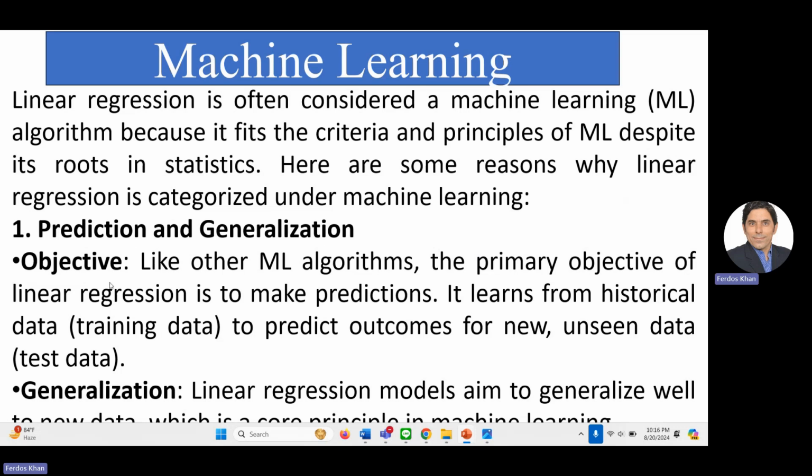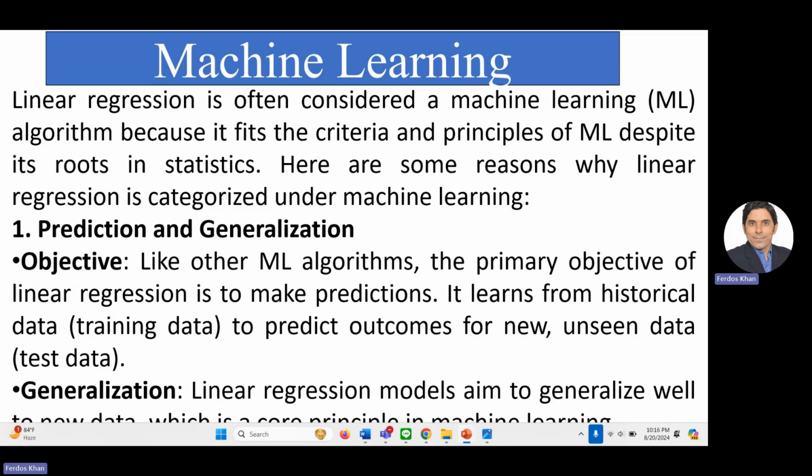Prediction and generalization objective. Like other ML algorithms, the primary objective of linear regression is to make predictions. This is the basic purpose of regression. Some regressions, like logistic regression, can do classification as well. It learns from historical data, training data, to predict outcomes for new unseen data, test data. So yes, the same thing. What we do in machine learning, we do in regression analysis.